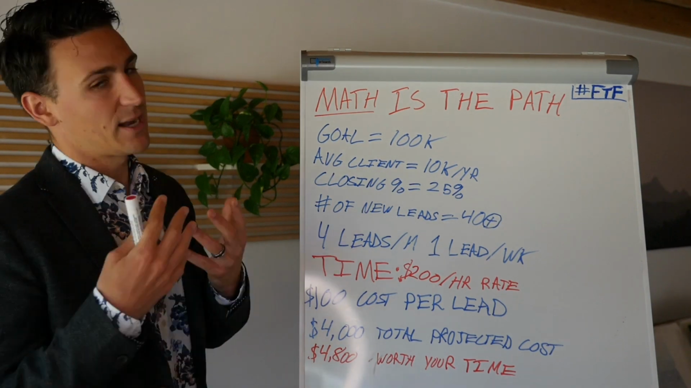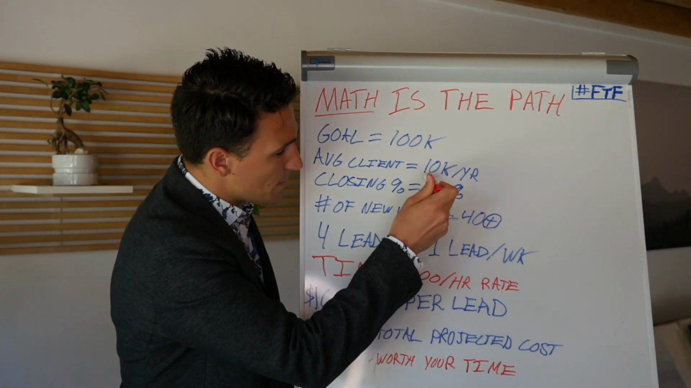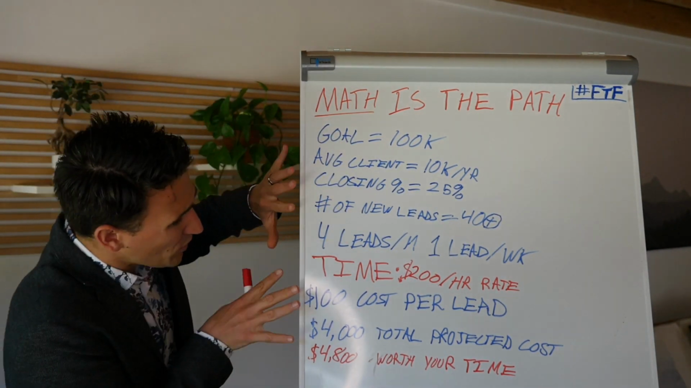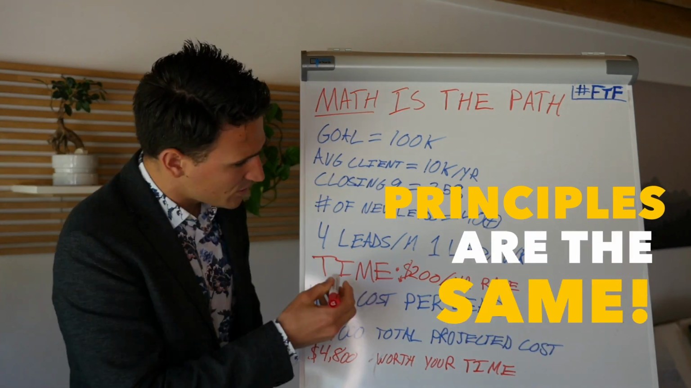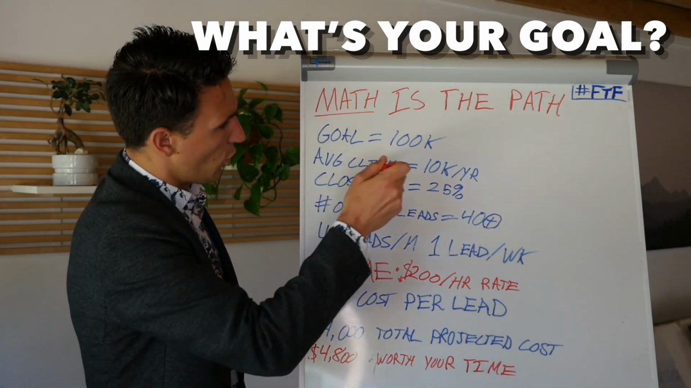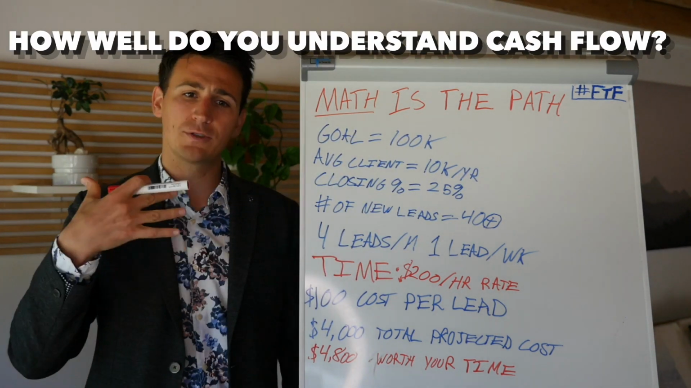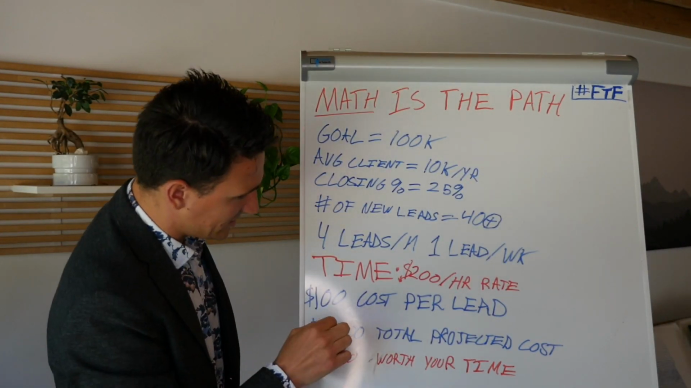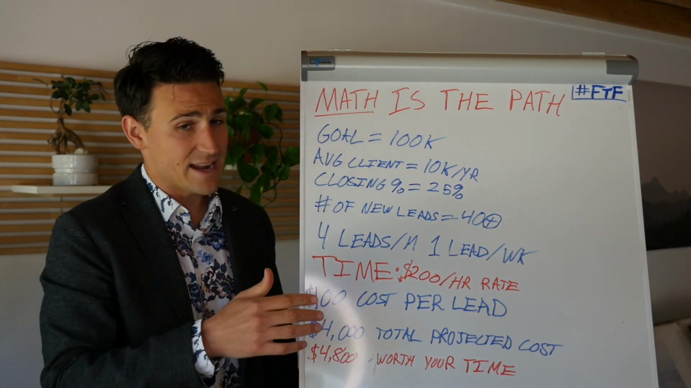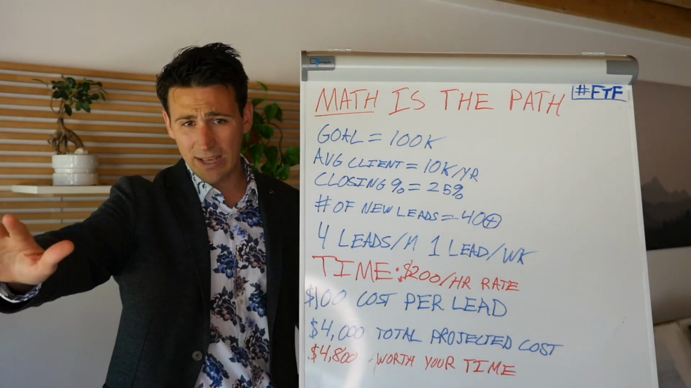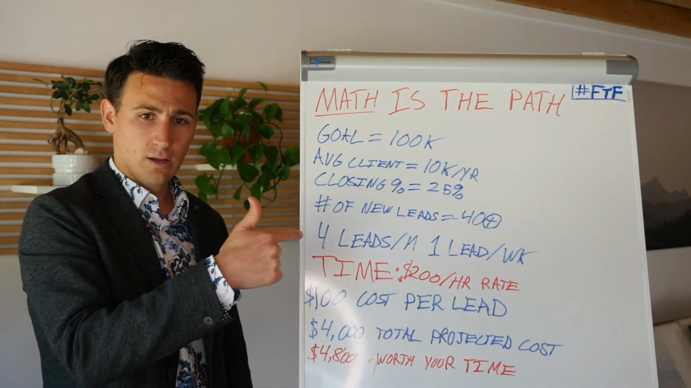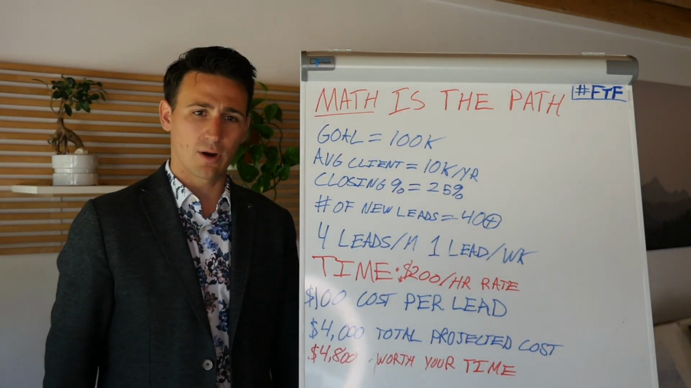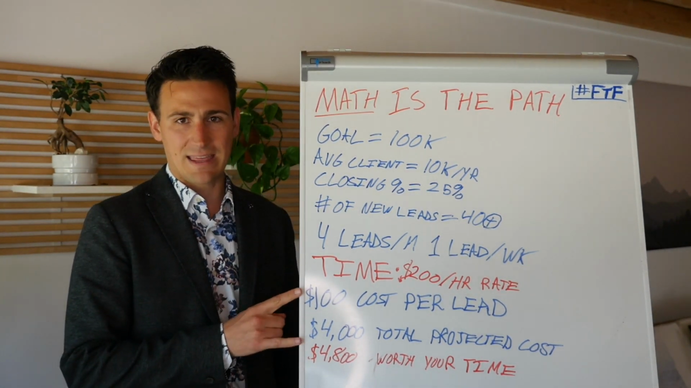So this math is subjective to your situation. It's subjective to the type of clients you want to work with, and to the amount that you're looking to earn per client. But the principles are the same, and they can be summarized as: what's your time worth, what's your goal, how much are you willing to invest, and how well do you understand cash flow. If I invested $4,000, I'd get 40 leads. Even cut it in half, I get 20 leads. Would this still be worthwhile? And if the answer to that question is yes, then the question you need to ask yourself is, why would we not prioritize implementing the things that made this happen?